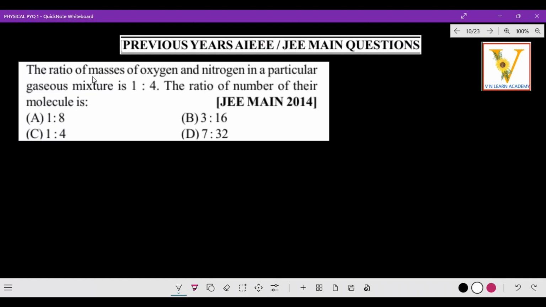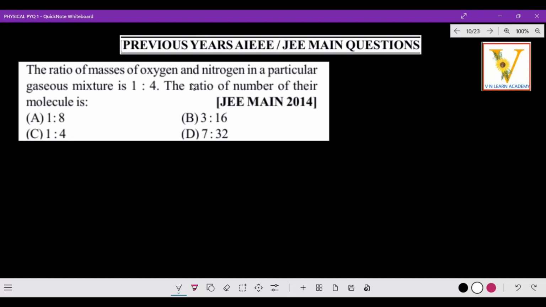Question: the ratio of masses of oxygen and nitrogen in a particular gaseous mixture is 1 is to 4. The ratio of the number of their molecules, we have to identify which is the correct option. Two steps are available. One, we have to identify the oxygen and nitrogen molecular masses, and then we have to find out the ratio of both.